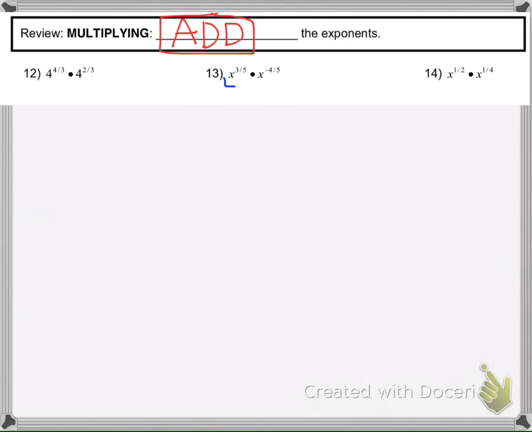Okay, so the bases are the same, so you keep the base the same, and then you add 3/5 plus negative 4/5. So again, this is really easy. The denominators are the same. So 3/5 plus negative 4/5 is negative 1/5.